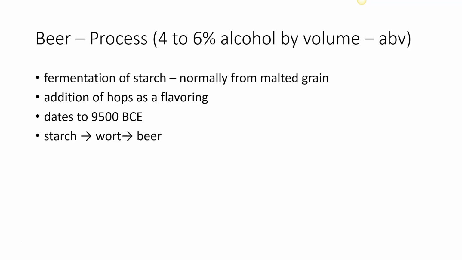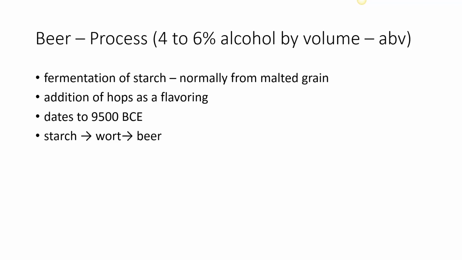We're going to talk about beer. Beer is basically 4 to 6% alcohol by volume. That's ABV, alcohol by volume. We get this from a fermentation of starch that normally occurs from malted grain. There is material that is added as a flavoring, such as hops.